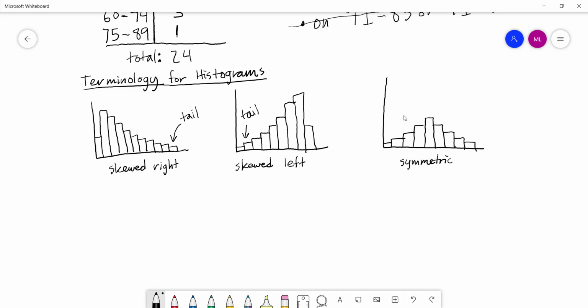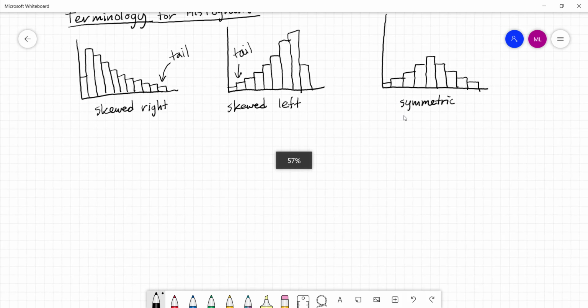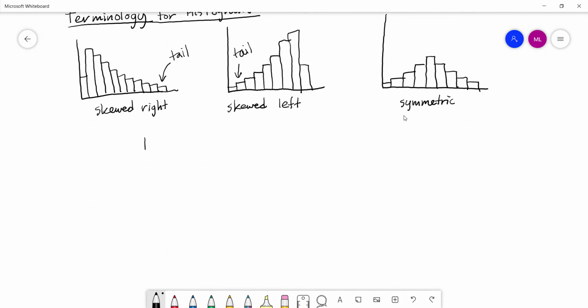That is the way that we, did I give them all? Yes. That's the terminology that we're going to use for this, skewed left and skewed right. We'll also talk about how many basically bumps there are in our graph, how many humps. So we might have something that looks like this.